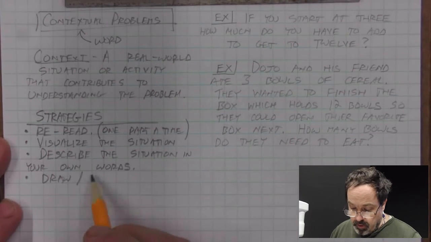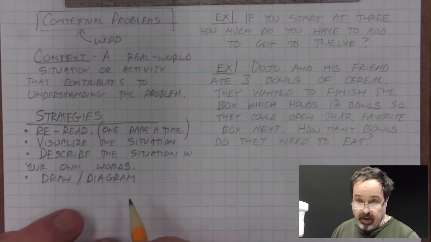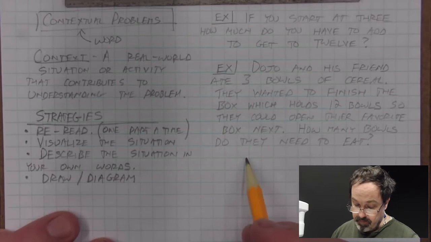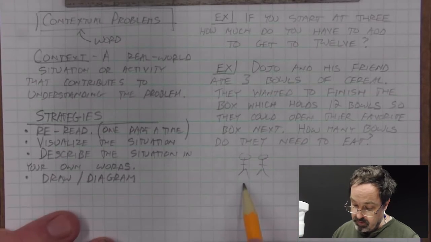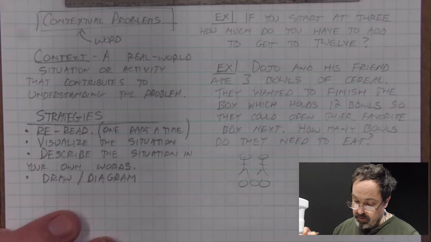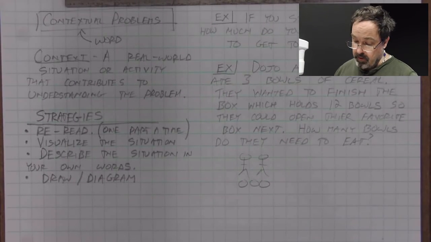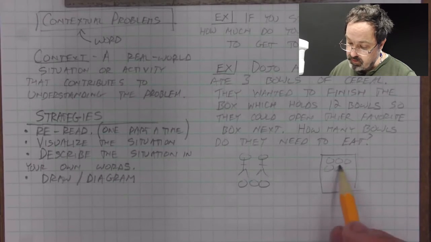Next is draw or diagram. And this could be anything. It doesn't have to be correct. A drawing is a way to begin to understand what's going on. For example, we could think of 2 kids, simple stick figures, and circles to represent the bowls of cereal that they eat. We could imagine a box that we're told about that has 12 bowls inside.